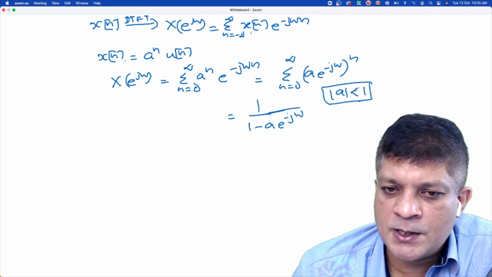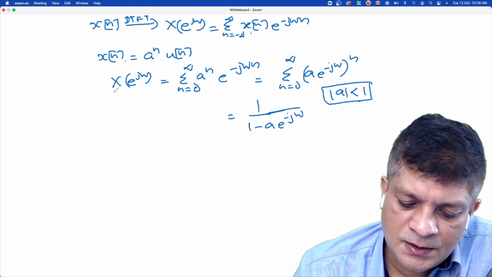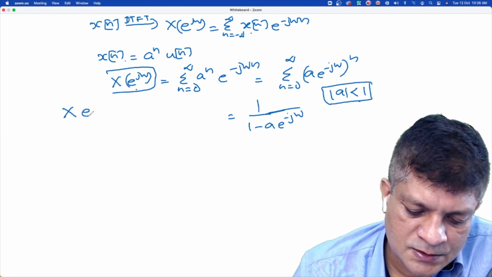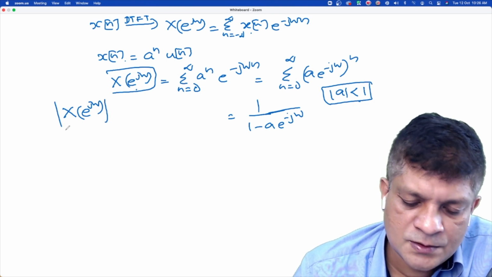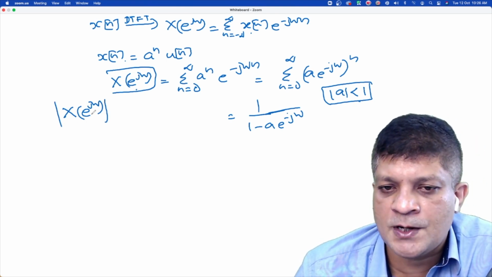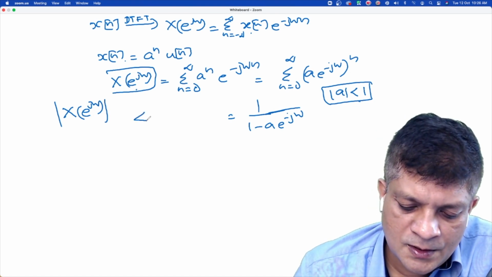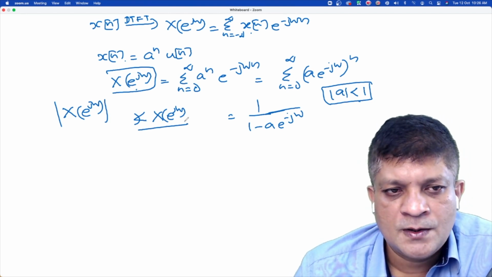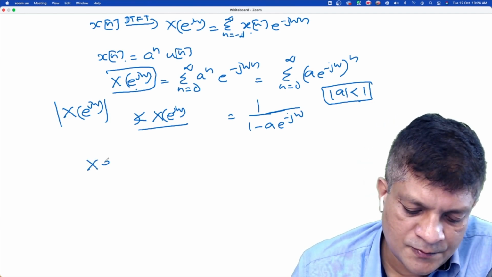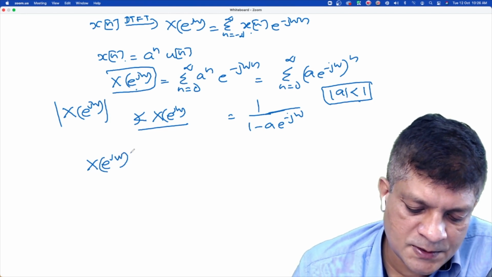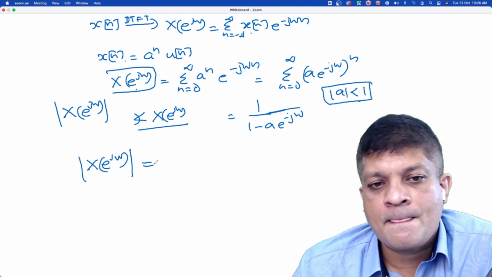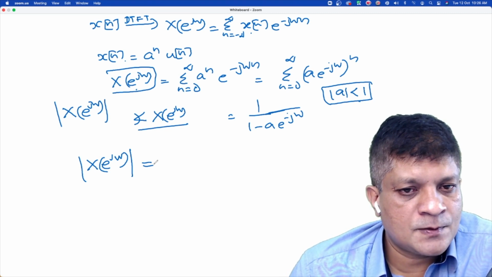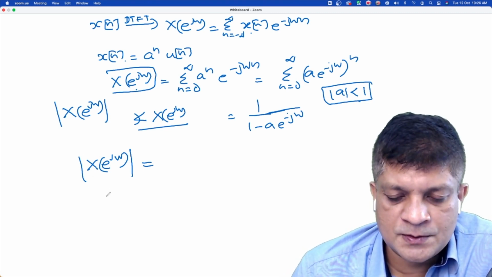Now, if we sketch the spectrum of this signal, what is the spectrum? This is a complex valued function of omega, and we can sketch the magnitude of X(e^{jω}) as a function of omega. It is called the magnitude spectrum, and the phase angle as a function of omega is called the phase spectrum. Can you tell me what is the magnitude spectrum of this? First, tell me the expression: magnitude, mod of X(e^{jω}).